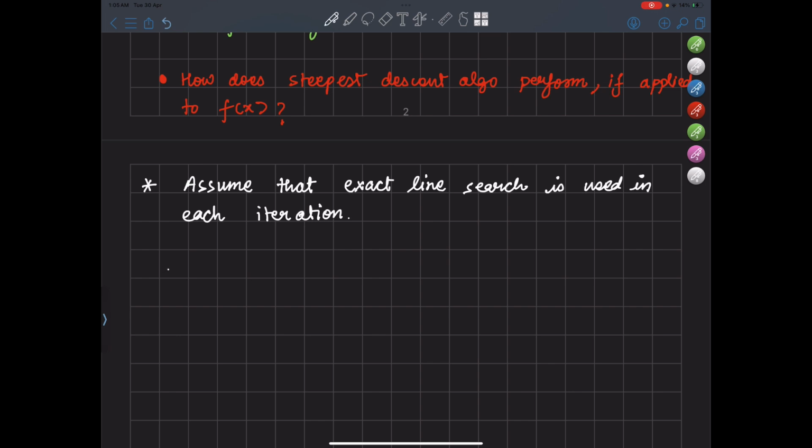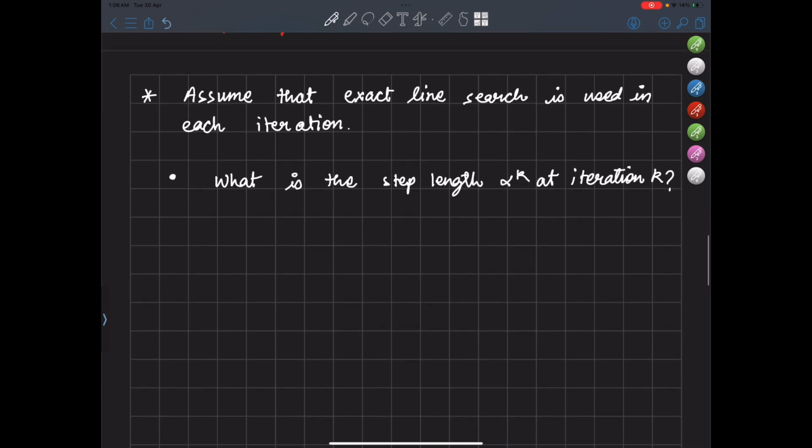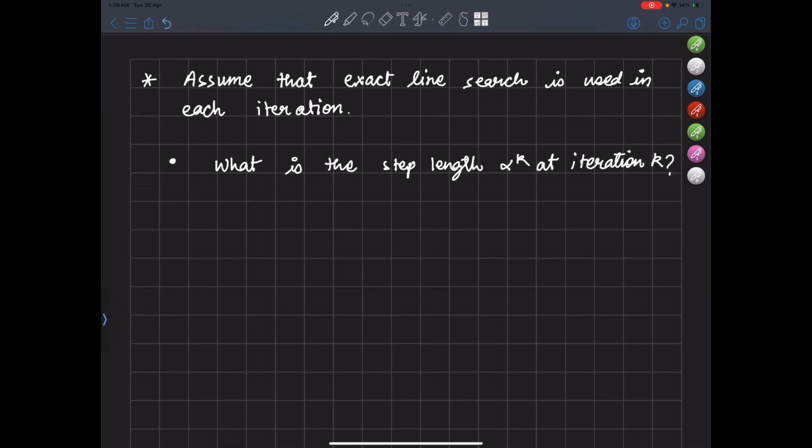So if we are using exact line search, the question is, what is the step length alpha k at iteration k? Only then will we be able to see if the algorithm is converging or not. So we have to find the expression for alpha k.